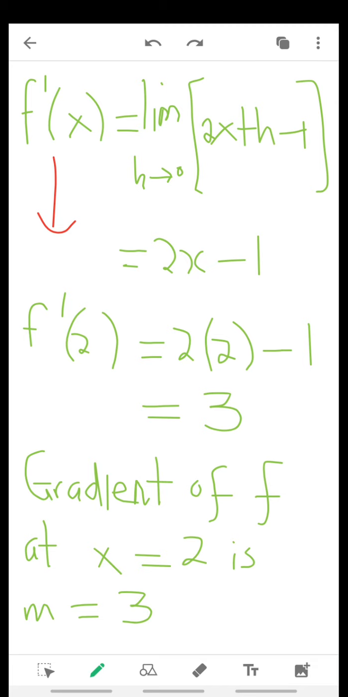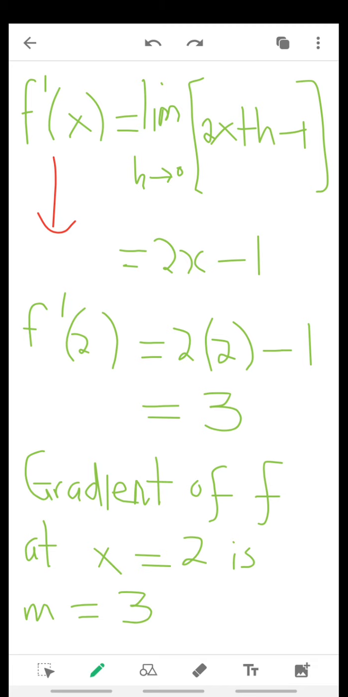Okay. Then what did I say? I said at this point, I need to substitute 0 where there is h. So 2x plus 0 minus 1, that is simply 2x minus 1. Take note, I'm no longer writing lim here. There is no limit as h approaches 0 because now I substituted 0 in place of h. Okay, so that's my final answer.